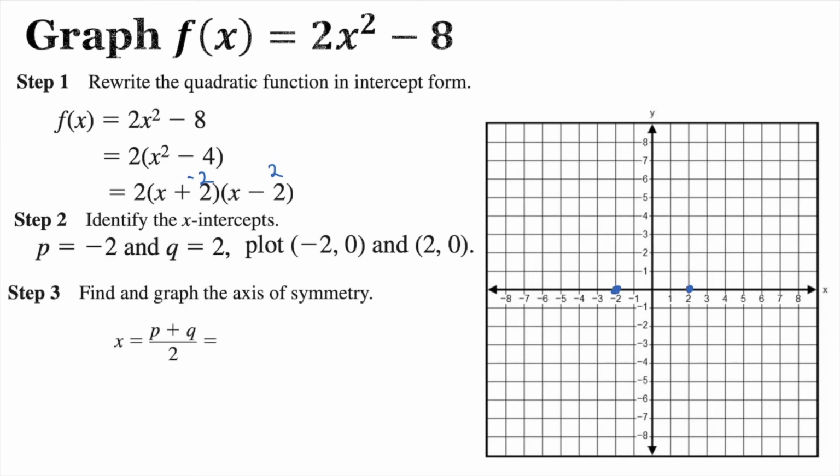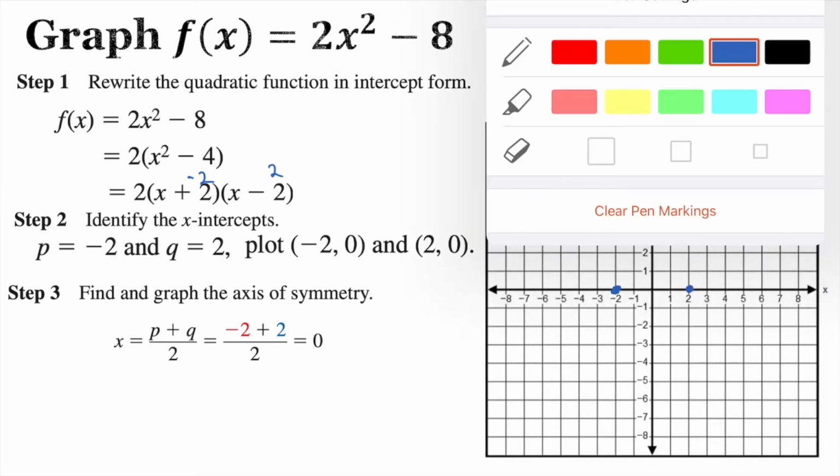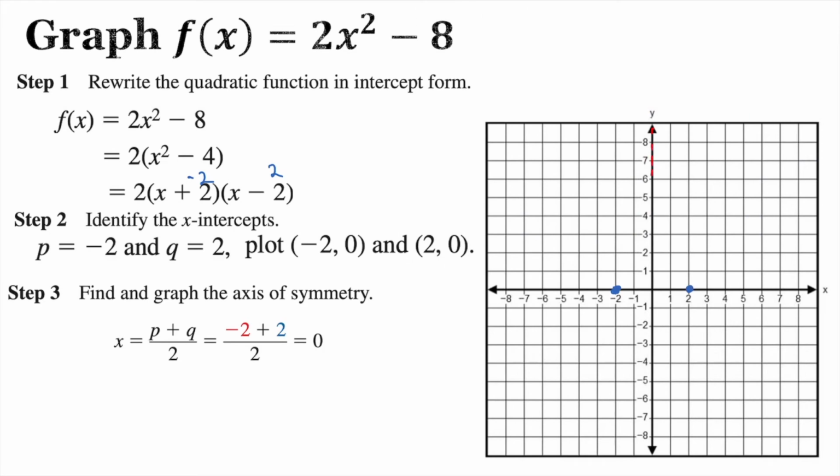I need to then calculate the axis of symmetry. Again, x is equal to p plus q divided by 2, which is going to equal 0. So my axis of symmetry, this in red, is right on the y-axis.